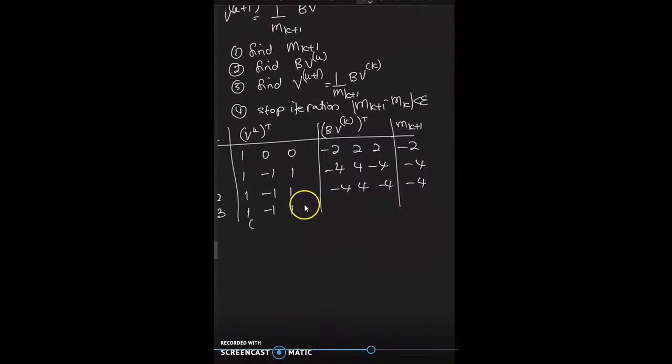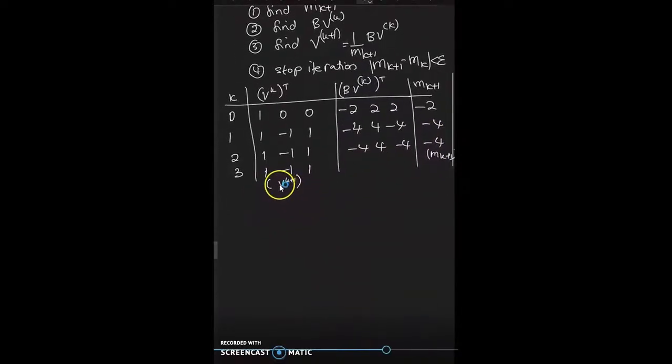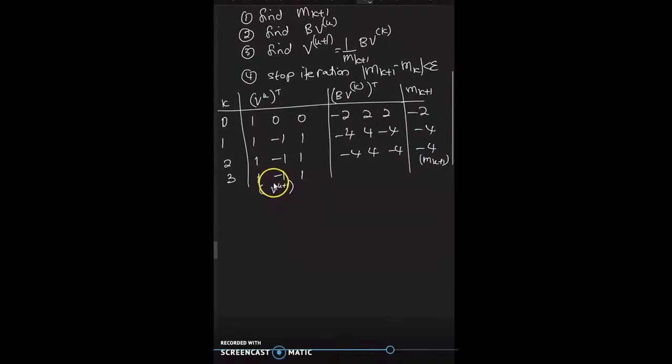So now you can see here, V_{k+1} will continue till iteration 3, because negative 4 minus negative 4 is 0, which is less than epsilon. So in this case, you can see that the dominant eigenvalue for matrix B is equal to negative 4, associated with the eigenvector 1, negative 1, 1.